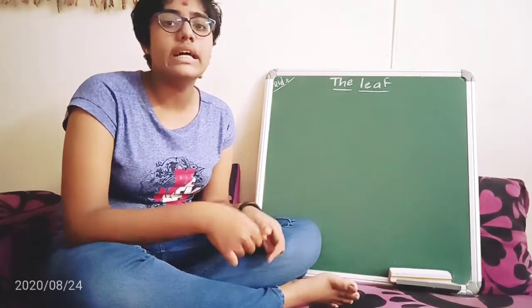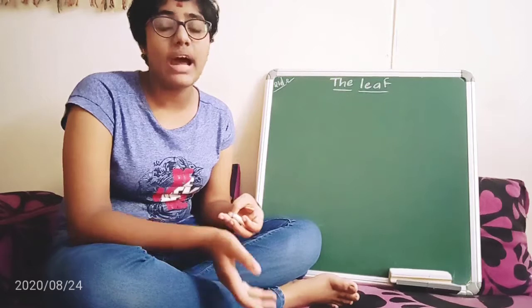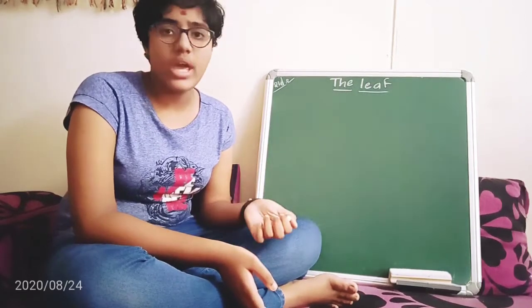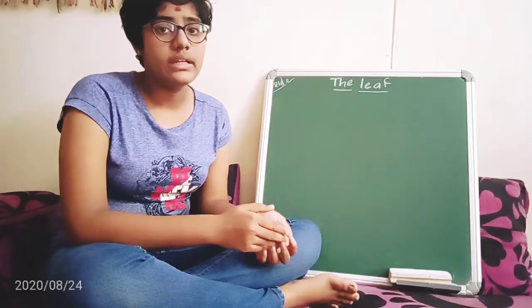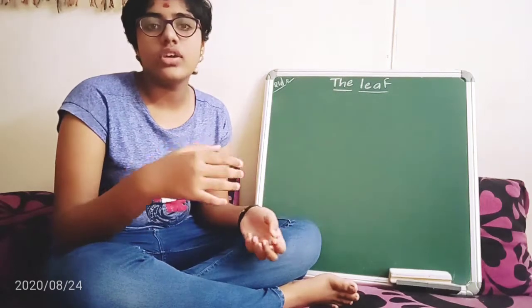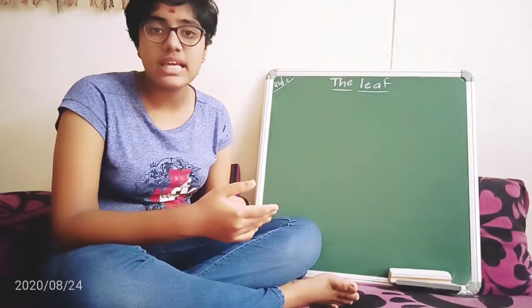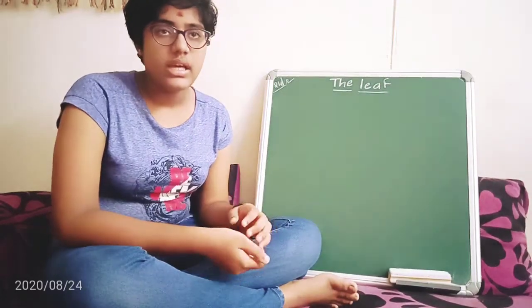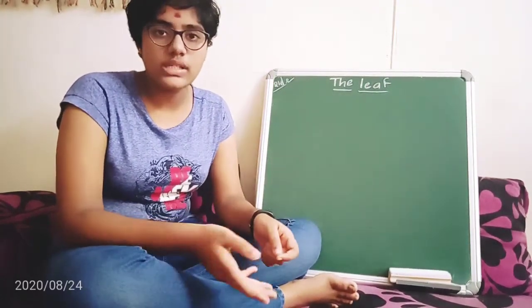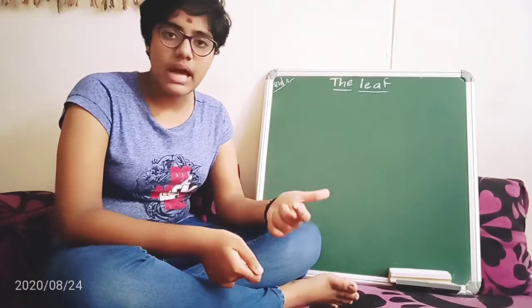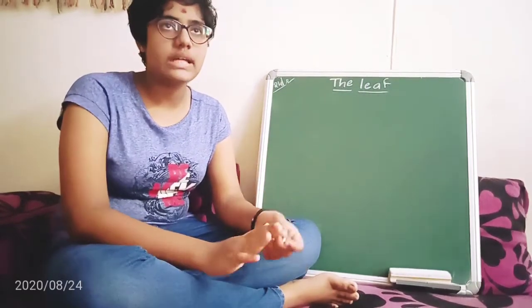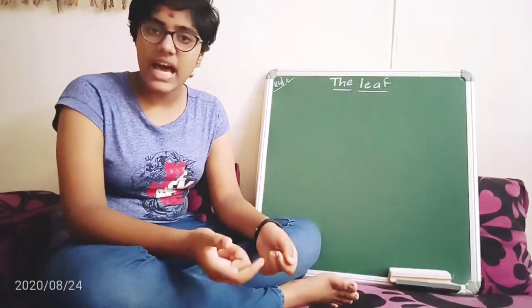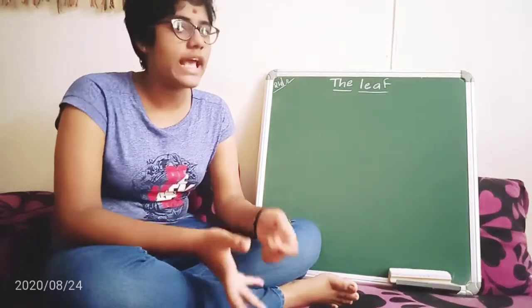We have already learned in our lower classes what the parts of a plant are. Everything we have learned. But why again? See, as your standard increases, in the same way your lesson depth will increase. When you are small children, you will say there is a plant, and the plant has some parts: leaves, flowers, branches, roots, etc.